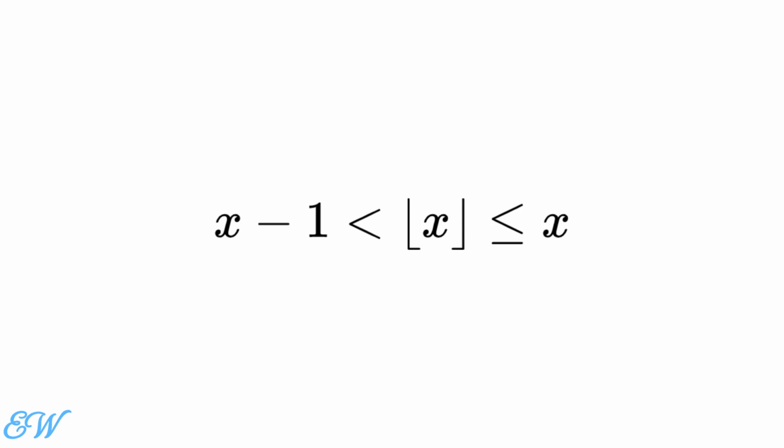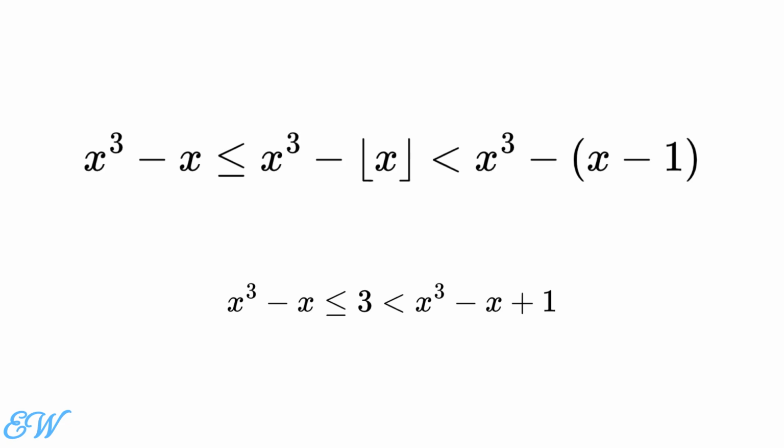We can describe this as an inequality. We can say that the floor of x is greater than x minus 1, but it can also be less than or equal to x. This basically tells us that the floor of a number is always greater than that number minus 1, but it can also be equal to that number, or it can be less than it.